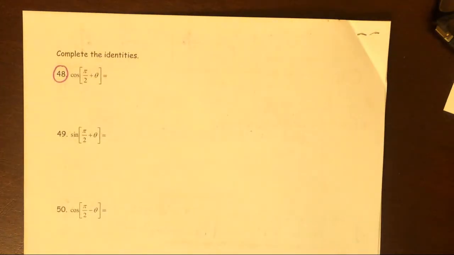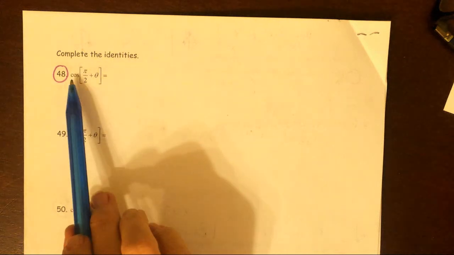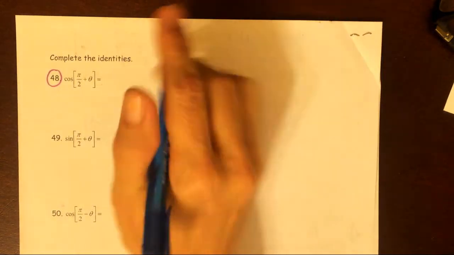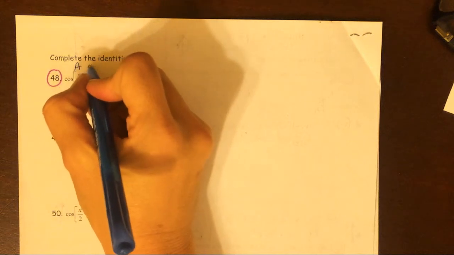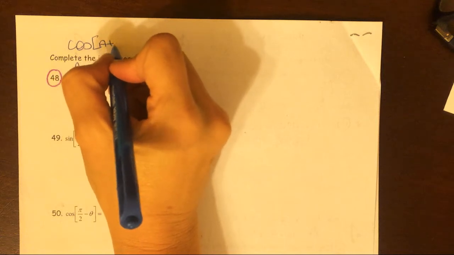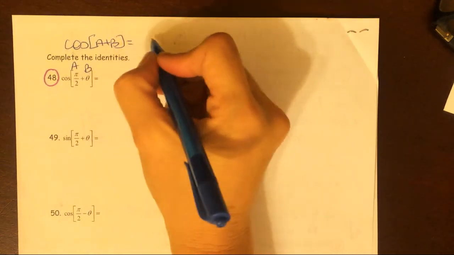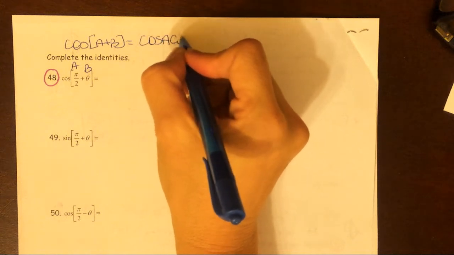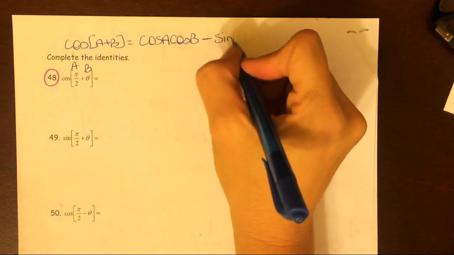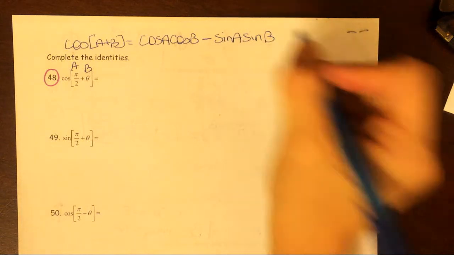Okay, the last page of the review. I know it's like the review that never ends. It's where you have to complete the identity. So what we want to do is we want to plug into our cosine A plus B formula and see what we end up with at the end. So I'm going to go write down my formula. Again, you don't have to have these memorized. So this is my A and this is my B. And the formula says for cosine A plus B equals cosine of A, cosine of B, minus, it does the opposite, sine A, sine B.